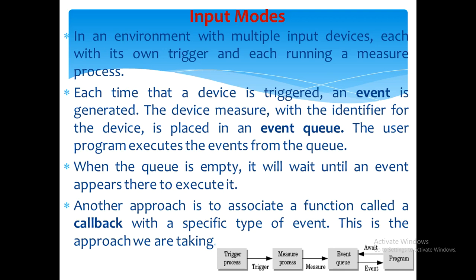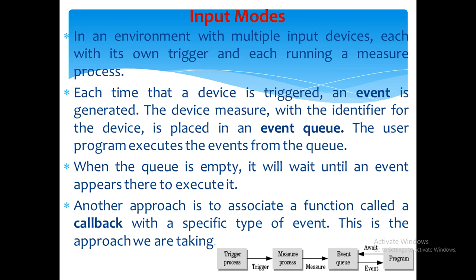Whenever you trigger any device, an event is generated. The device measure, along with the identifier for the device, is placed in an event queue. That means first your measure is placed in the event queue, then you press a trigger, and that event will go and sit in the event queue. The user program executes the events.